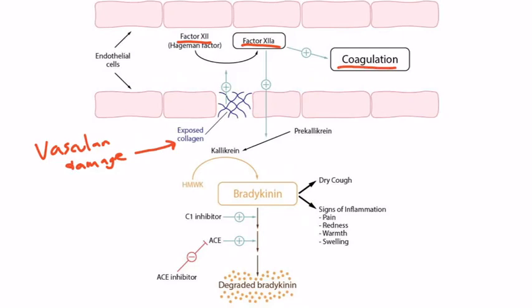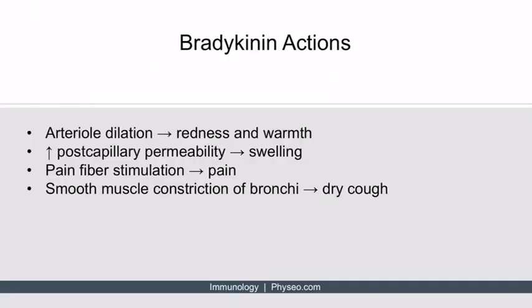So focusing again on the kinin cascade, we see that factor 12 can cause prekallikrein, which you see right here, to become kallikrein. Kallikrein will then act on high molecular weight kininogen and convert it to bradykinin. So now that we know how to get bradykinin, there's a few things to remember about what bradykinin does. And this table lists bradykinin actions.